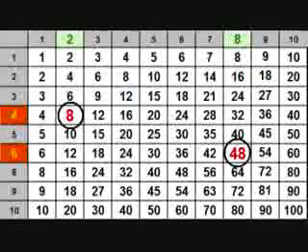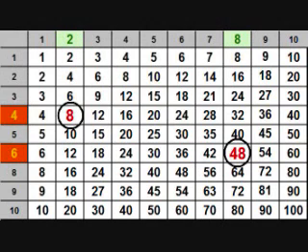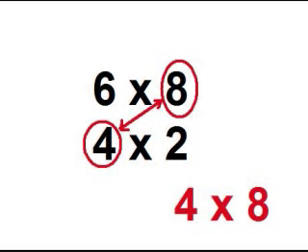Let's go back and look at the multiplication chart and look at 6 times 8 and 4 times 2 again. Here we have 6 times 8 and 4 times 2, 4 and 2 being the complements of 6 and 8. Let's look for a second and see what happens if we were to multiply one of the rows by the other column. Let's multiply 4 in the rows times 8 and see what happens.